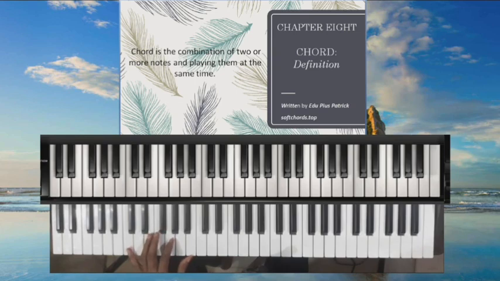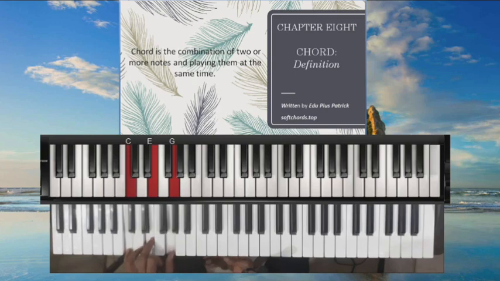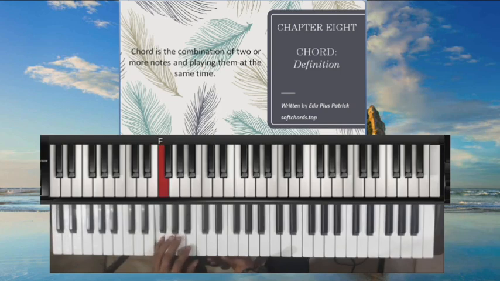For instance, I combine C, E, and G. If I play these three notes together, I've played a chord. If I combine F, A, and C, and play them together, I've played a chord. So I hope you understand what a chord is now. Let's continue.